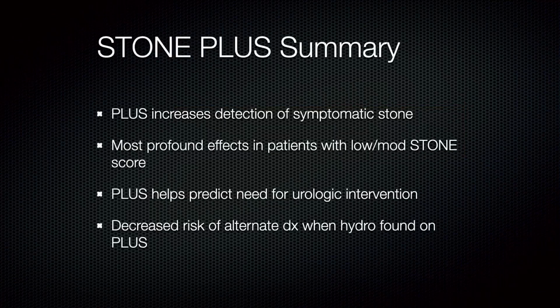To summarize this particular study, the plus increases the detection of symptomatic stones. Maybe not perfect, it's not as shiny as that CT number of 96 and 97%, but it did increase the detection of symptomatic stones and is most profound in its effects with low and moderate stone probability, which was really interesting. So you can make an argument that if you miss this clinically but then find something in addition on your test, it bumps them up into what would otherwise be a higher risk category if you had other features clinically. The plus component also helps predict the need for urological intervention, which was helpful information. And there's a decreased risk of alternate diagnosis when you find hydro on the plus component of the scan. So, interesting. Maybe not that silver bullet we're all hoping for, that all sonophiles want, but it was really interesting.